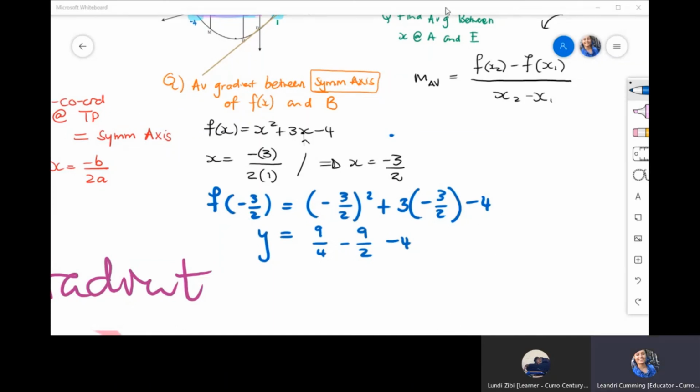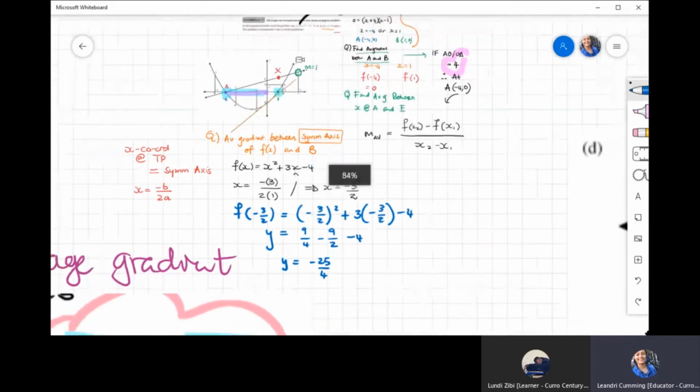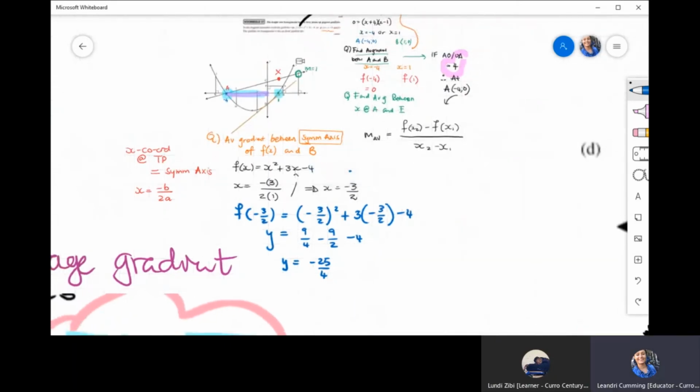Okay, we've got 9/4 minus 9/2 minus 4 gives me a turning point of negative 25/4, which is what I have when the parabola is turning, and the y coordinate is negative, right? So let's continue and finish up our question.